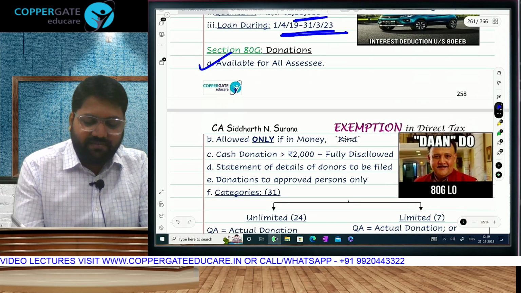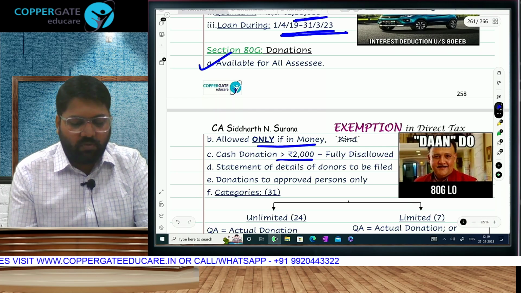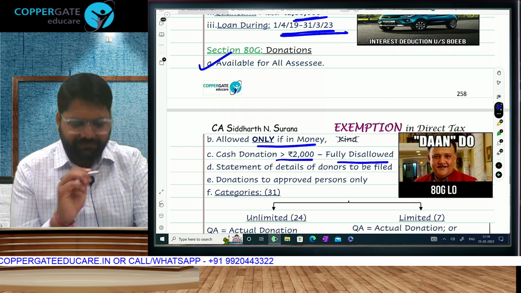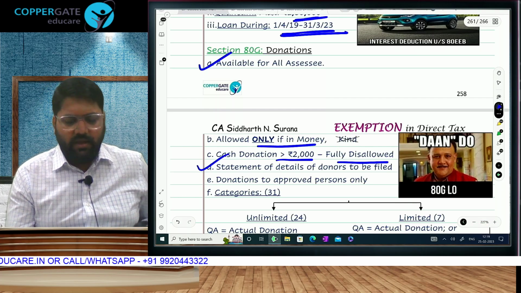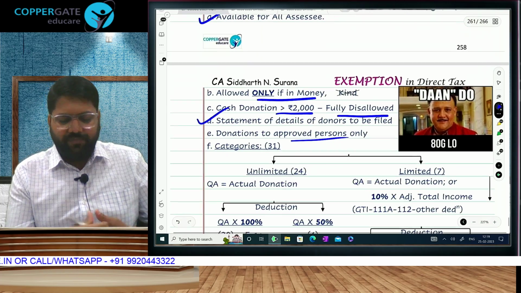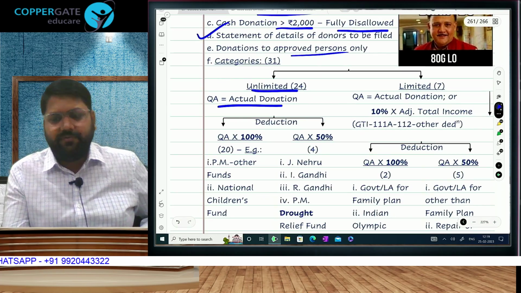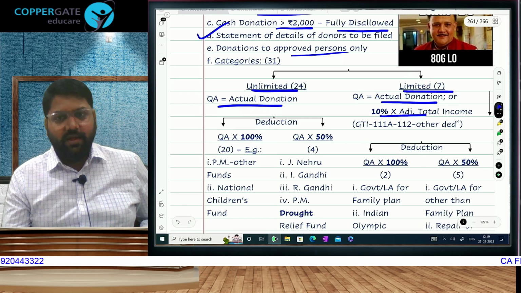Donation ka deduction will be available to all assessees, but only monetary kind donations not allowed. Cash more than 20,000 to more than 2,000 fully disallowed. Cash maximum 2,000 allowed. You have to file the statement of donors and donation has to be given to approved person. Donation ka there are categories. First, unlimited where actual amount fully qualifies. Second, limited where actual donation will be restricted to 10% of adjusted total income.